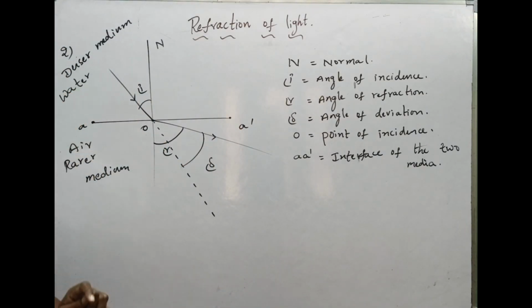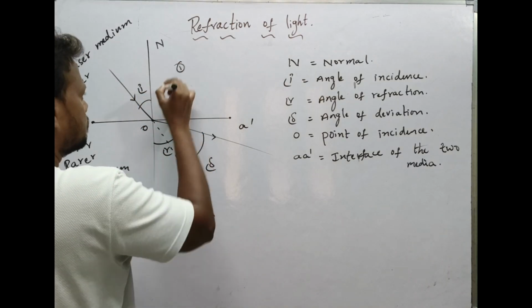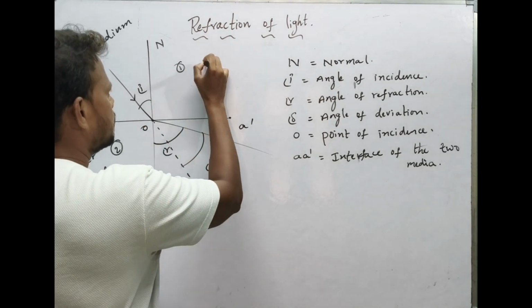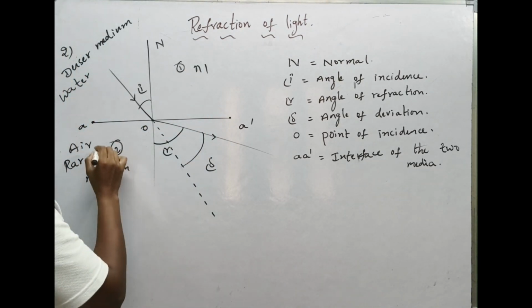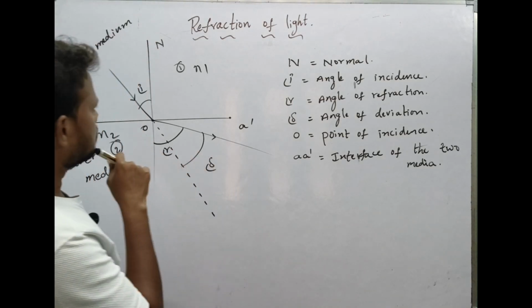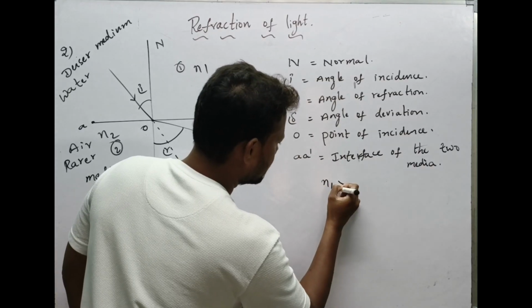So when the ray of light travels from rarer medium to denser medium, and denser to rarer, the light ray bends away from the normal. This is the first medium, second medium. This is the refractive index N1, N2 is the refractive index. Then what is the relation between these two? We will get N1 is greater than N2.